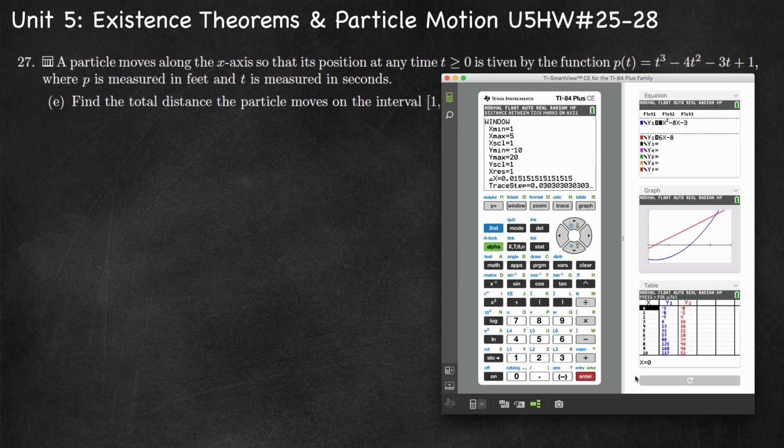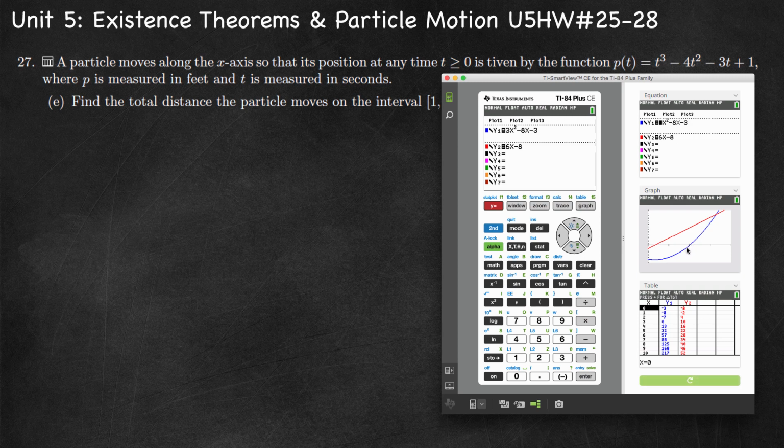Find the total distance the particle moves on the interval from 1 to 5. Does it change direction? Well, the blue graph underneath, that is my velocity graph. And the particle changes direction when the velocity changes sign. It looks like that happens at 2. No, at 3, because this window starts at 1. Right. Velocity passes through 3, 0. So at 3, we have a change in direction.